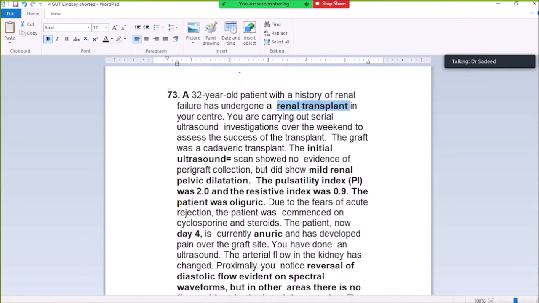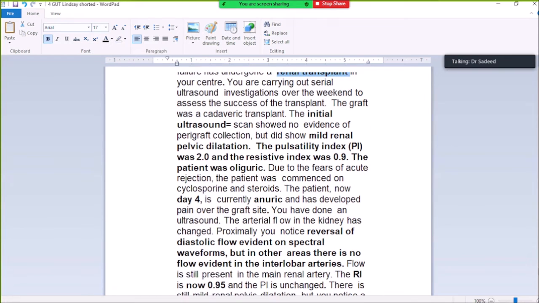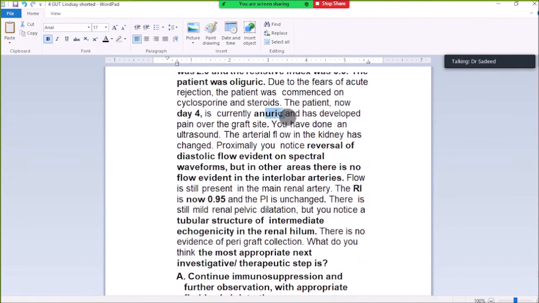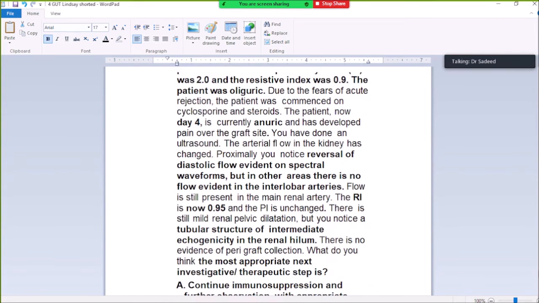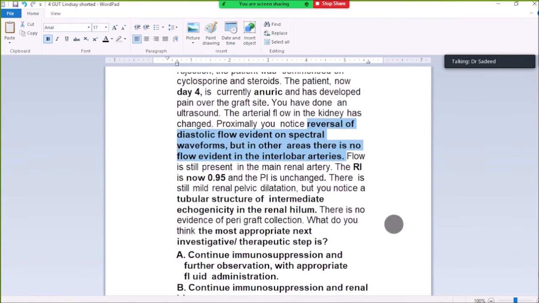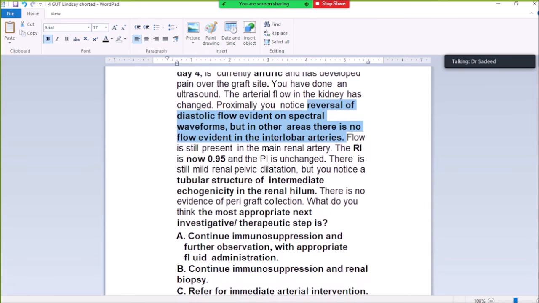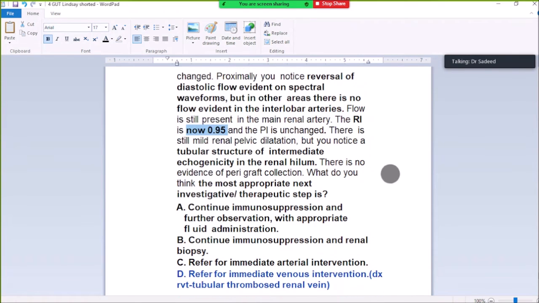A patient had a renal transplant. Ultrasound showed mild renal pelvic dilatation. Pulsatility index was 2 and the resistive index was 0.9. The patient was oliguric. On day 4, the patient became anuric after renal transplant. You notice that there is reversal of diastolic flow on the spectral waveform, and in other areas there is no flow evident in the interlobar arteries. Resistive index is now 0.95.